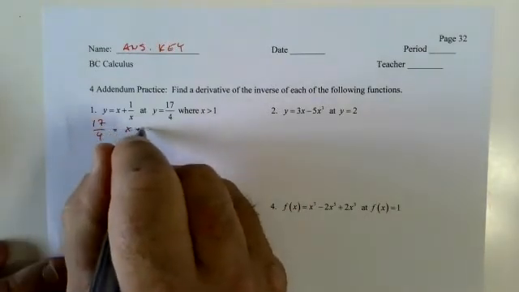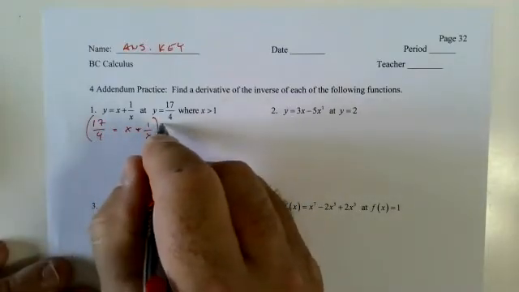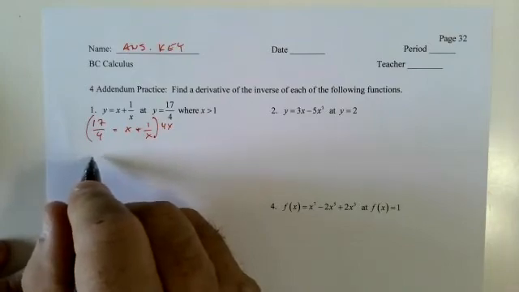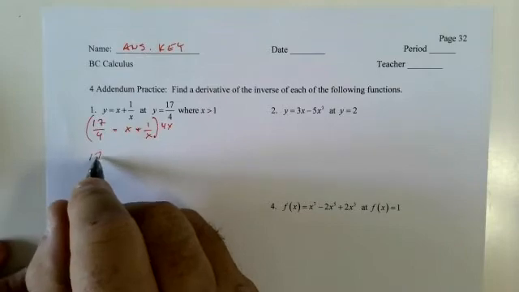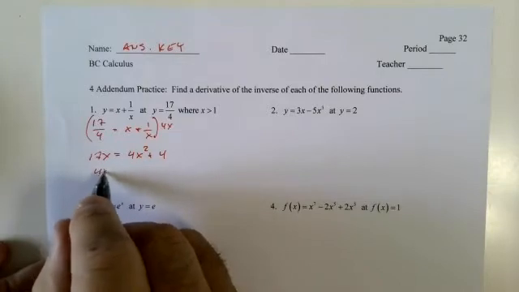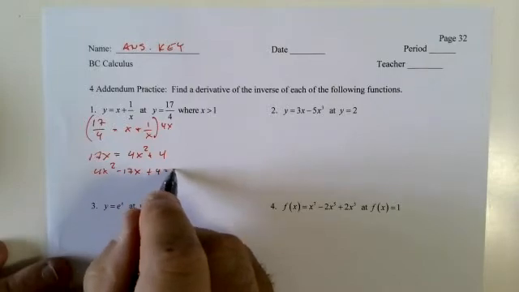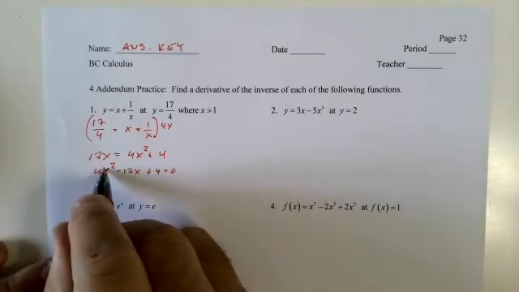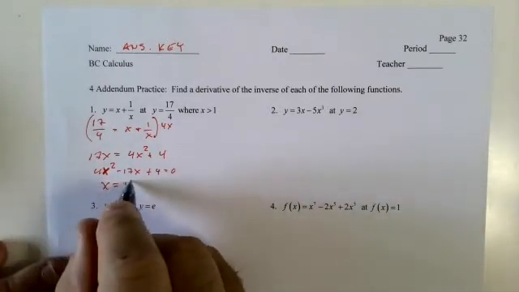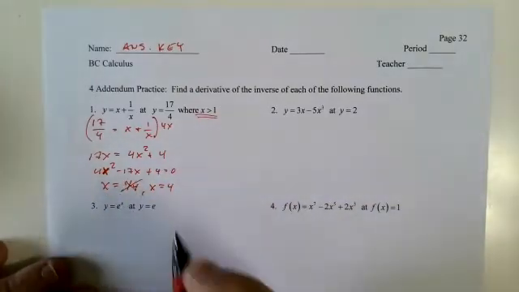17/4 equals x plus 1 over x. We'll multiply by 4x to get 17x equals 4x squared plus 4, so 4x squared minus 17x plus 4 equals 0. We do some calculus, we get x equals 1/4, comma, x equals 4. I threw that in there so that we can cross that out.